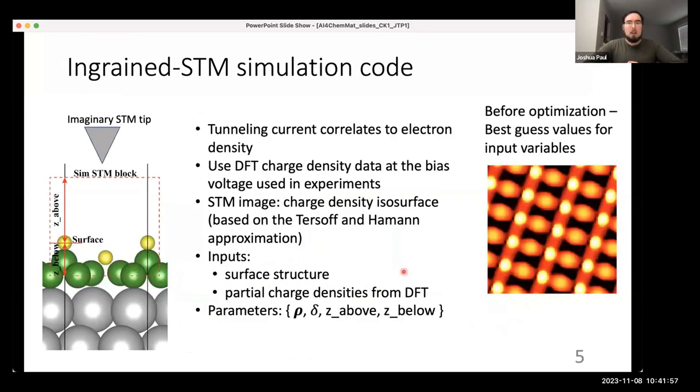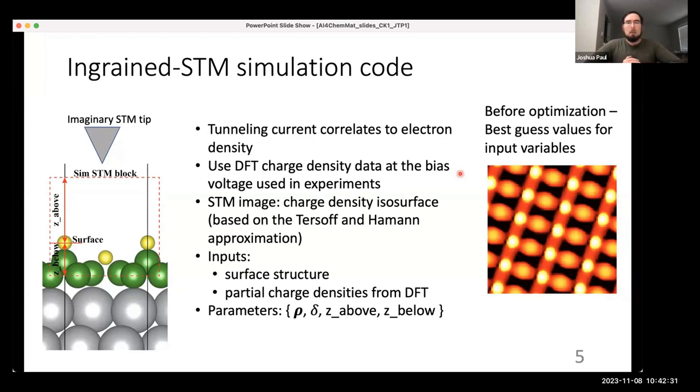The way this is done is by using the Tersoff and Hammann approximation and density functional theory, a software that is a theoretical framework used to solve Schrodinger's equation, or approximate the solution to Schrodinger's equation, and as a result, characterize the crystal and material's bond length, electronic properties, atomic positions, crystal structure, those sorts of things.